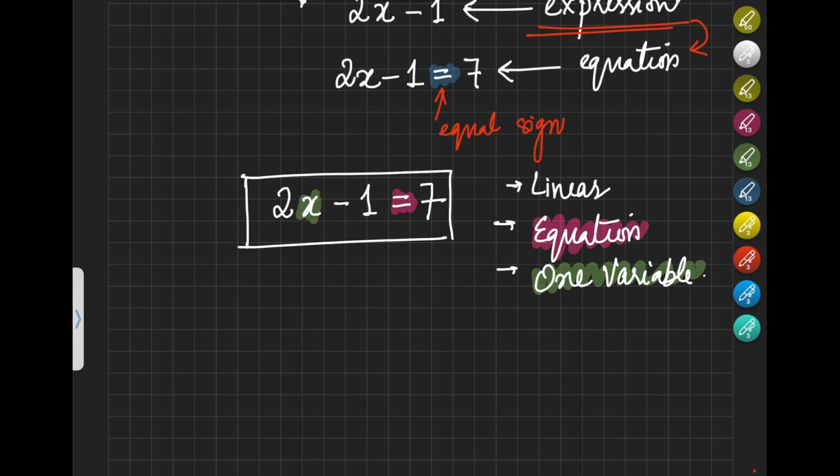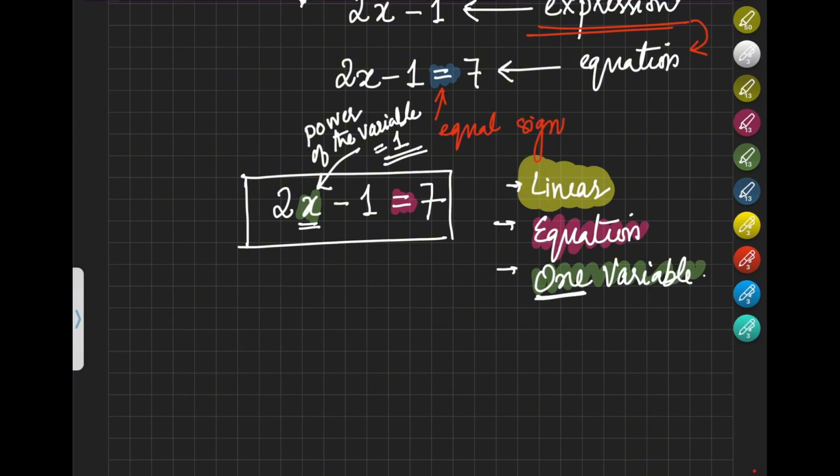Then in this class we will be studying why it is called linear. If you look at the power of the variable, what is the power of the variable here? The power of the variable is 1. So any equation which has one variable and the power is equal to 1, such kind of equation is called a linear equation. Now the point is, do we have any other type of equation whose power is more than 1? The answer is yes.